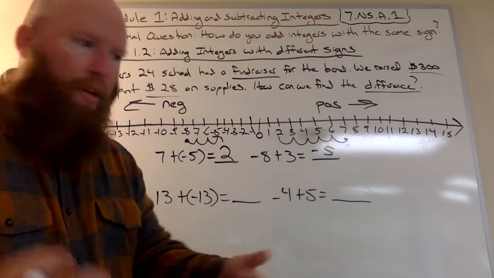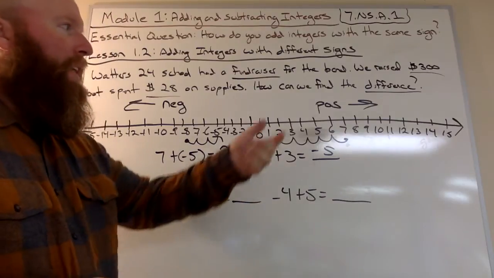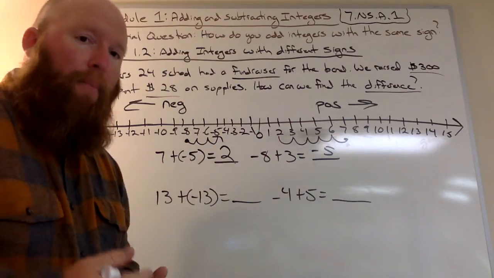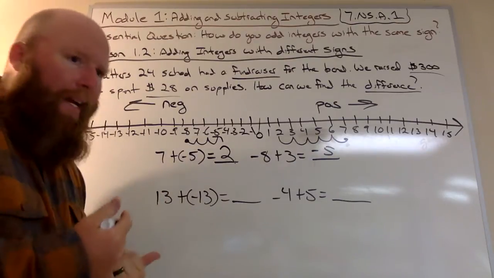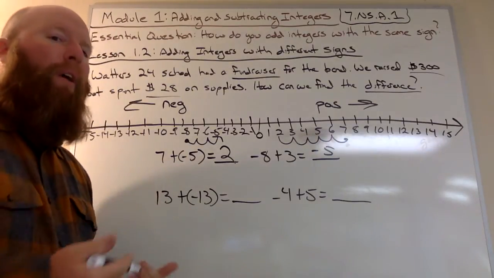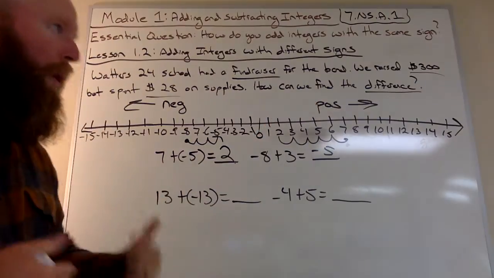But you can think rationally in your head that if I gave the equipment store $300 cash, and they need to deduct $28 from that, I'm going to get back money, right? And the money's not going to be in the negative. I'm only taking 28 from that 300. So I'm still going to be on the positive side of the number line. So that's a good way to think about it.